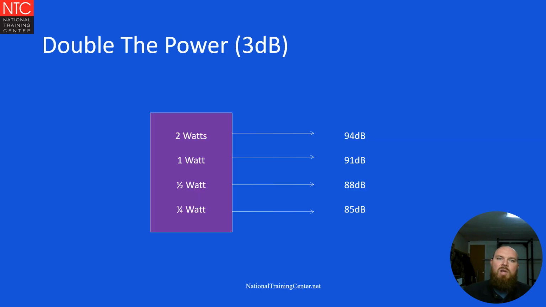So again, looking at our speaker, let's say that we initially at 1/4 of a watt are producing 85 dB. If I were to double that up to 1/2 a watt, I would be producing 88 dB, a gain of 3. If I were to go from 1/2 to 1, I would be producing 91 dB, and from 1 watt to 2, 94.